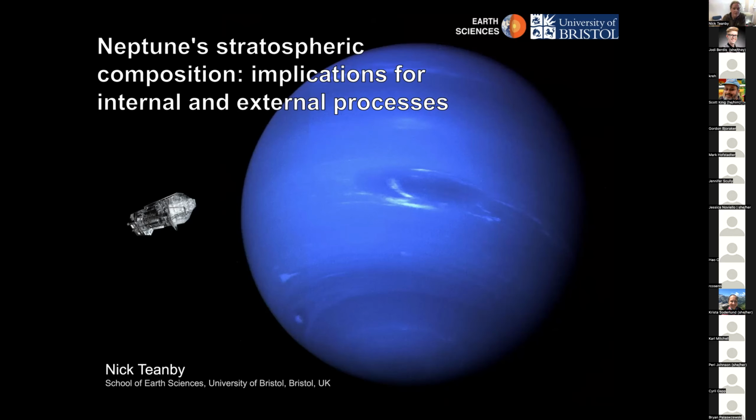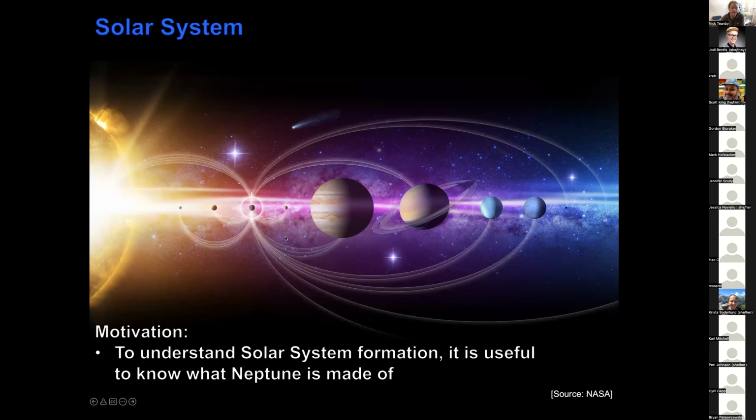So yeah, I want to talk today about Neptune's stratosphere and what we can actually tell about the inside of Neptune from that, which sounds a bit odd, but hopefully I can persuade you that it's not a crazy idea.